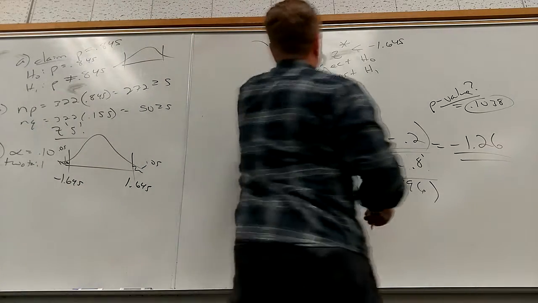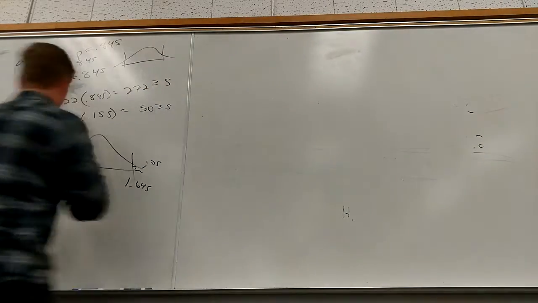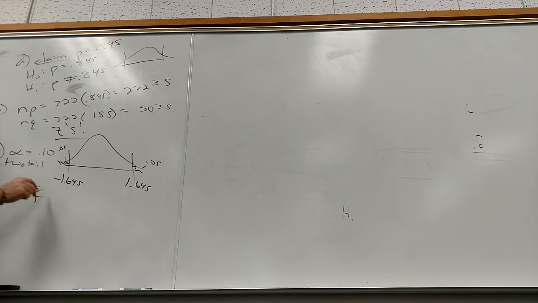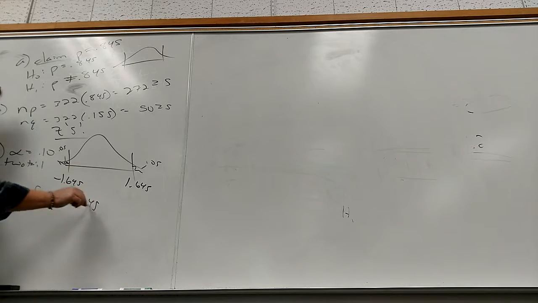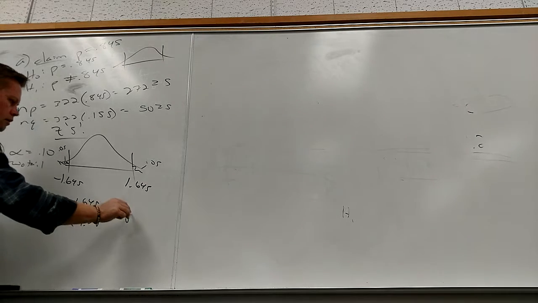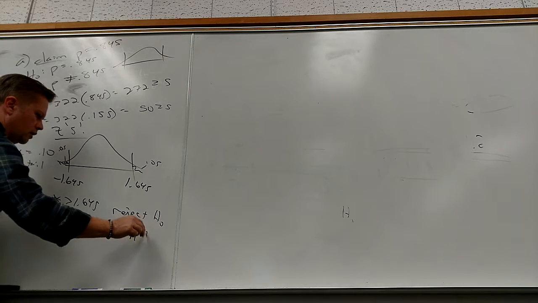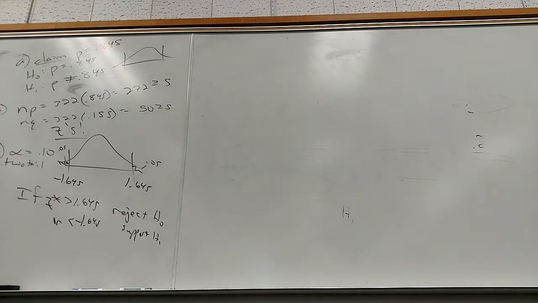So how do I say that in words? Wait, help me out. What do you say? That's impossible, right? P is a percentage. If z star is greater than 1.645 or less than negative 1.645, then we can reject who? The H0, support the H1. Now trust me, you've got to trust me.